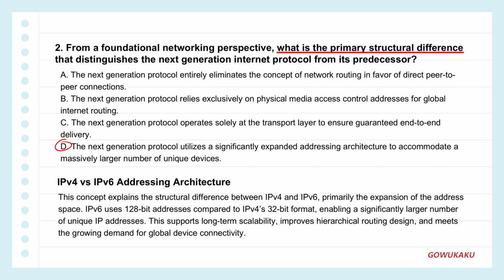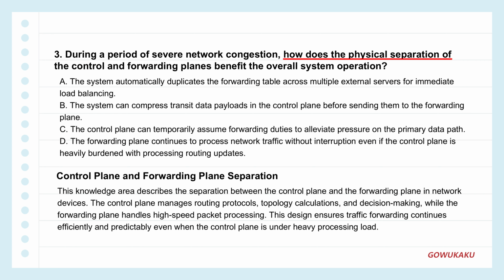Option A. The system automatically duplicates the forwarding table across multiple external servers for immediate load balancing. Option B. The system can compress transit data payloads in the control plane before sending them to the forwarding plane. Got it. Option C. The control plane can temporarily assume forwarding duties to alleviate pressure on the primary data path. And D. The forwarding plane continues to process network traffic without interruption, even if the control plane is heavily burdened with processing routing updates. So, any initial thoughts?